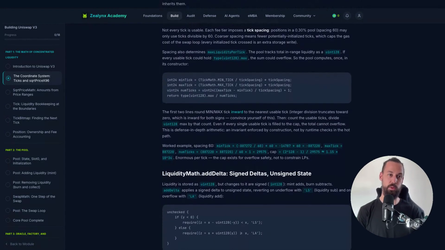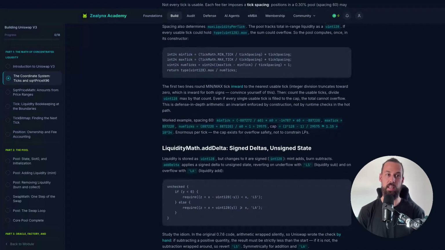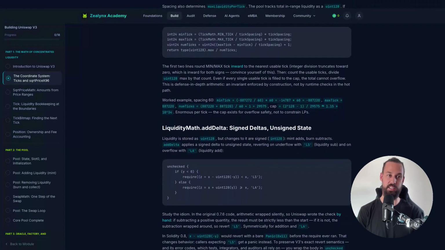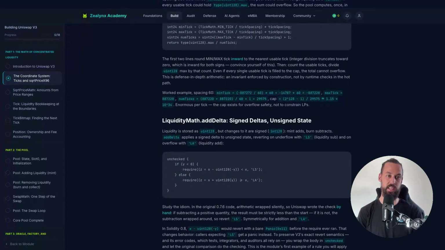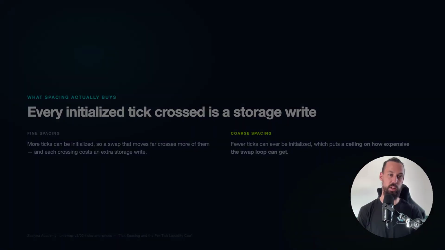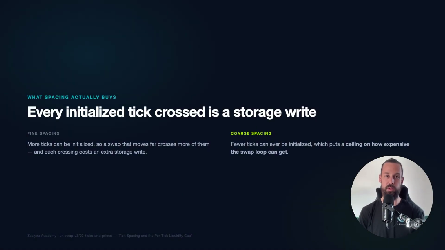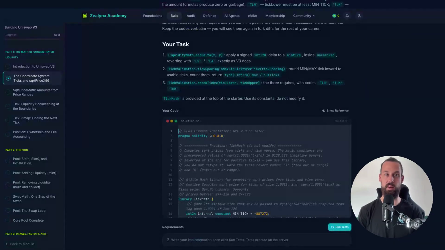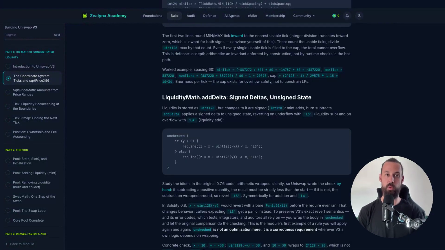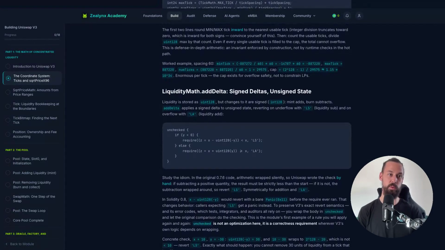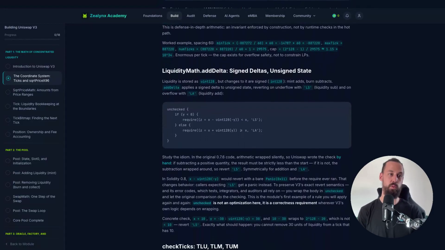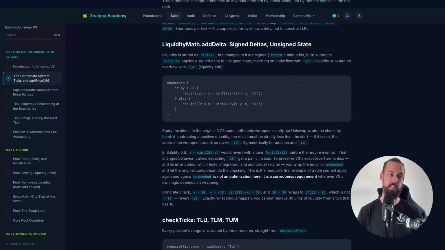But spacing does one more thing, and this one is a safety property. The pool tracks total in-range liquidity as a uint128. If every usable tick were allowed to hold the maximum, the sum could overflow. So the pool computes a cap once in its constructor. Round the minimum and maximum ticks inward to usable ones, count how many there are, and divide the uint128 range by that count. For spacing 60, that's 29,575 usable ticks and a cap of about 1.15 times 10 to the 34th per tick.